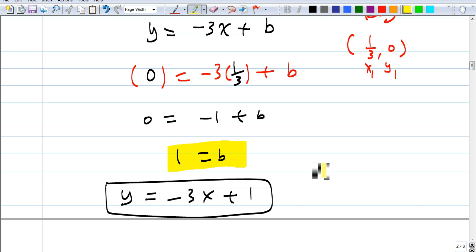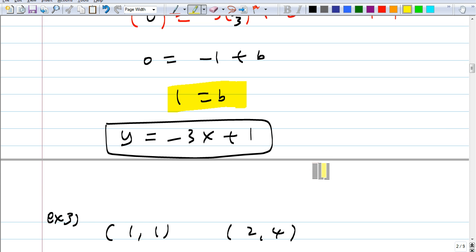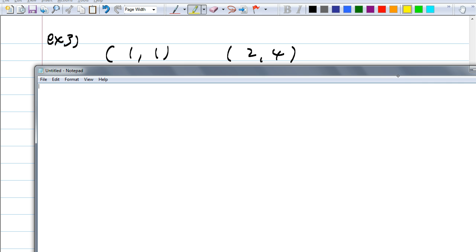Okay. Example 3, they get a little bit more creative. Instead of giving you a point and an x-intercept, or a point and a slope, or a y-intercept and a slope, they give you 2 points. Like this, okay? So how would you find the equation of this line if they give you 2 points? What do you think we're going to do first? Anybody have an idea? Yes, one person?